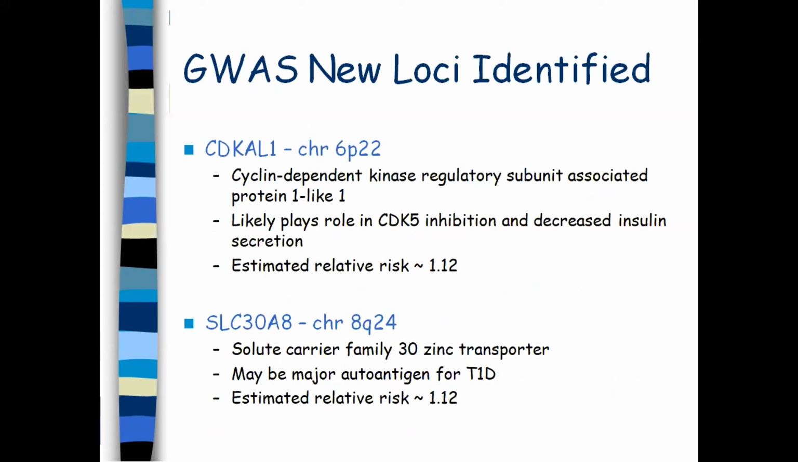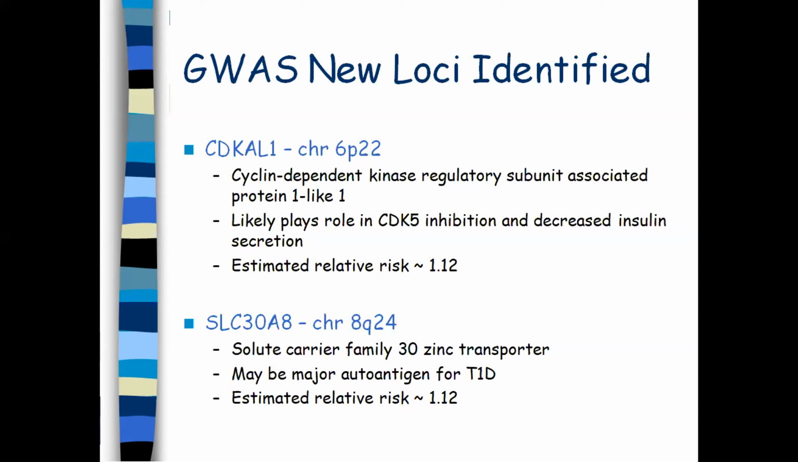Then another gene, CDKAL1, chromosome 6p22, that is cyclin dependent kinase 5 regulatory subunit associated protein 1, likely plays a role in CDK5 inhibition and decreased insulin secretion. Ultimately, due to reduced insulin secretion, type 2 diabetes develops, and the risk is around 1.12%.